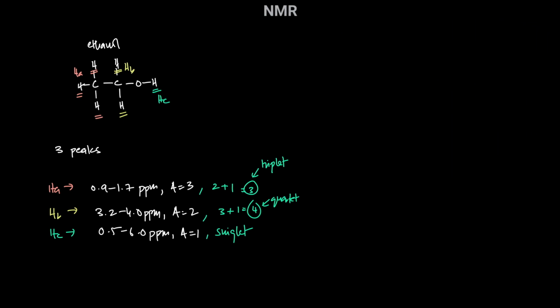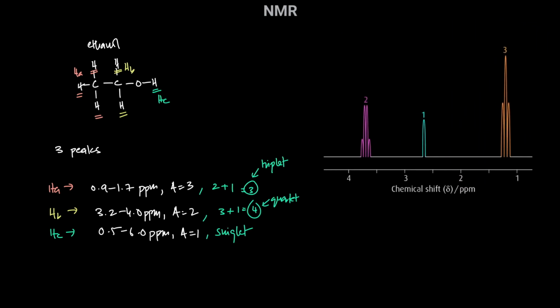So here's the NMR spectrum of ethanol, right? We see that HA is split into a triplet, in the range 0.9 to 1.7 parts per million. The relative area is 3. So this is HA, a triplet, relative area 3, in the range 0.9 to 1.7 parts per million. So here's roughly 1.2 or 1.3.